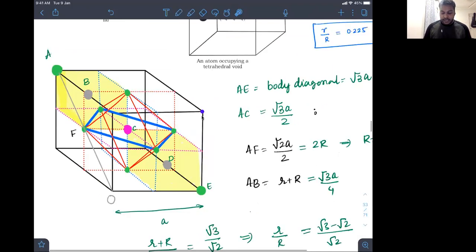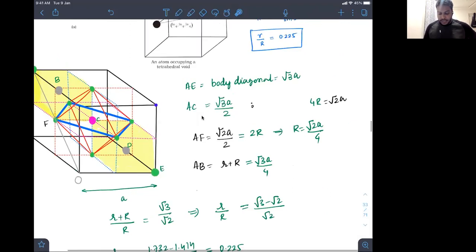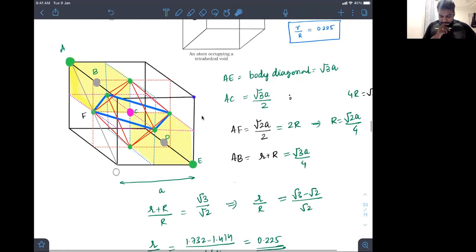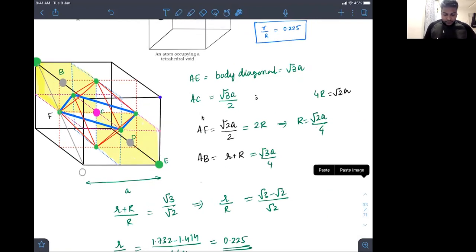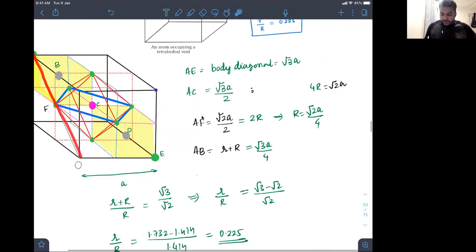So you can see, AE is a body diagonal, and the body diagonal is root 3a, and AC, which is half of the body diagonal, is root 3a by 2. And we also know that these two are touching each other. This is a face diagonal, and this face atom and this atom are touching each other, and these three atoms are touching each other. So from that we'll get a relation that 4r is equal to root 2a. So we got two equations here, students. AC is equal to root 3a by 2, correct?